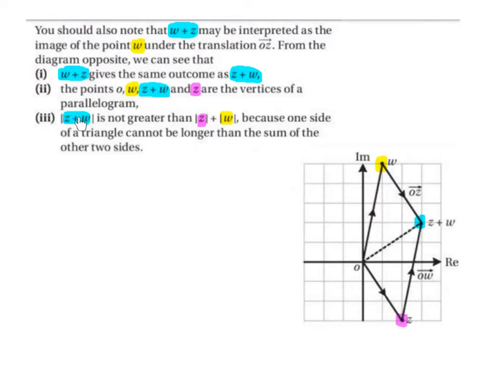The modulus of z plus w is not greater than the modulus of z plus the modulus of w, because one side of a triangle cannot be longer than the sum of the other two sides. So the modulus of z plus w is the distance from the origin to z plus w. So this cannot be longer than the modulus of z plus the modulus of w.